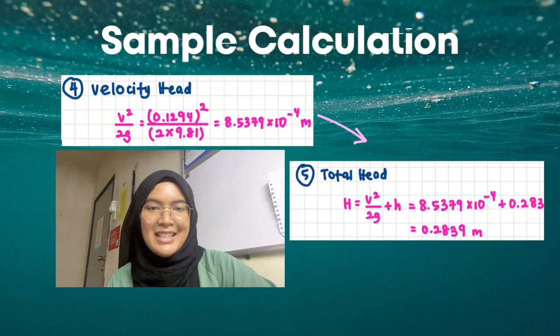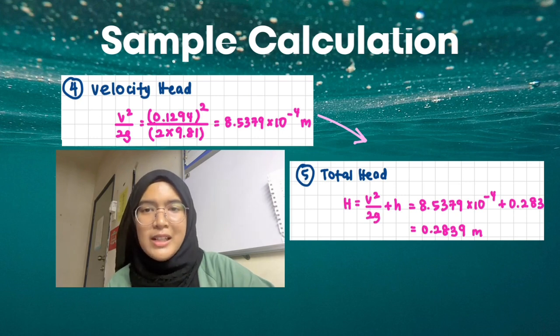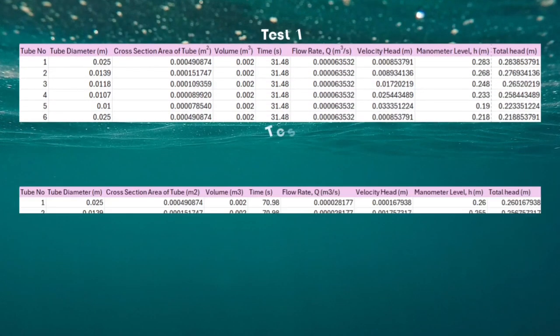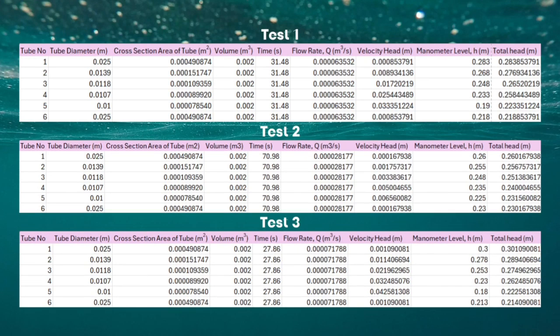These calculations were repeated for all 6 tubes in each of the 3 experimental tests. Since there were many calculations involved, we used Microsoft Excel to enter the formulas and automatically calculate all the values. This helped us in making the calculation process faster and more organized.